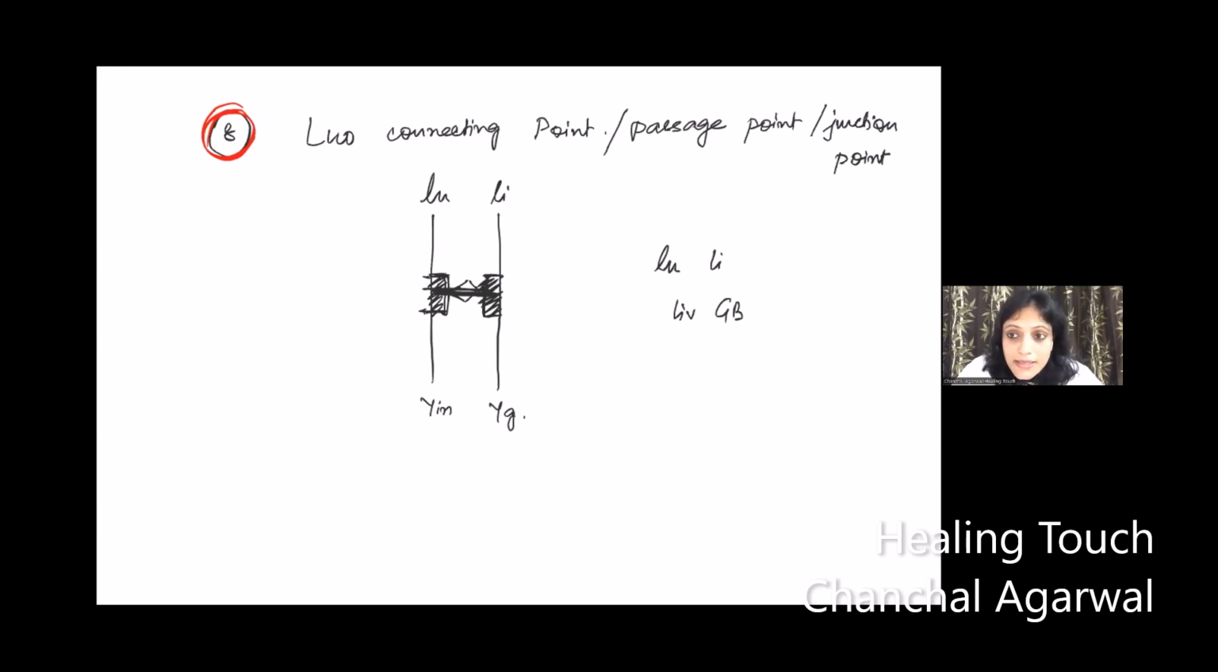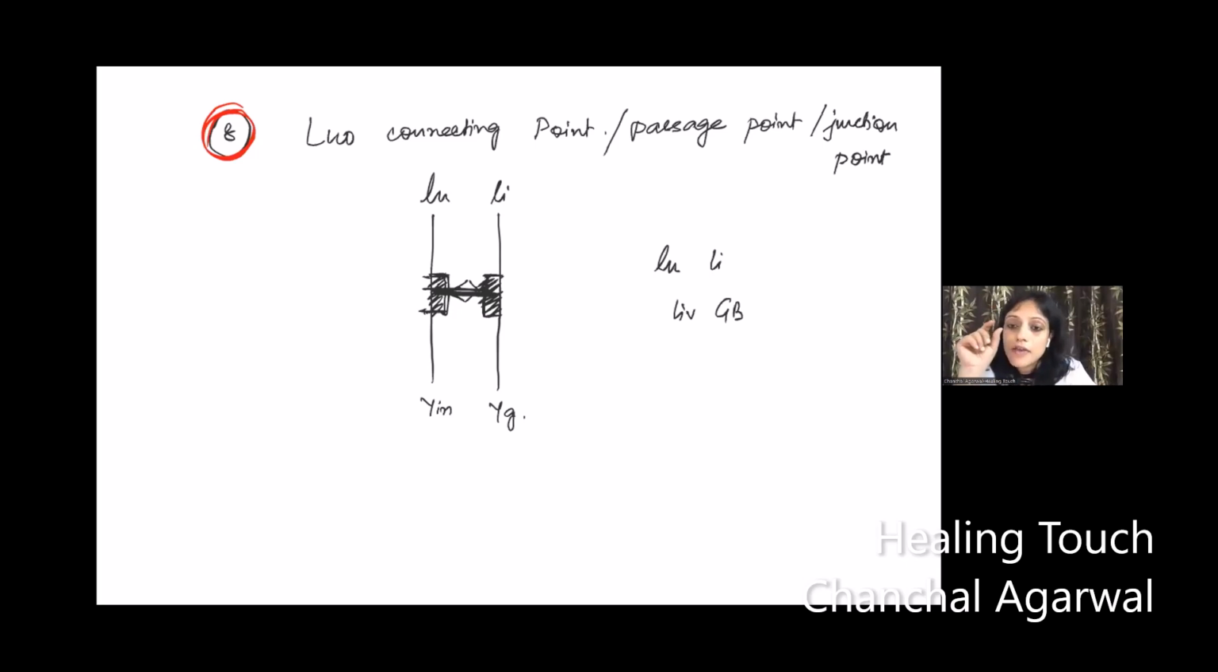So, junction point or passage point, understand one more thing. What I'm going to say is very important. It not only exchanges energy between husband and wife, but also between the sibling meridians. What does it mean? I'm repeating it again. The Luo connecting point not only exchanges energy between husband and wife, which is the paired meridian, it also exchanges energy between the sibling meridians.